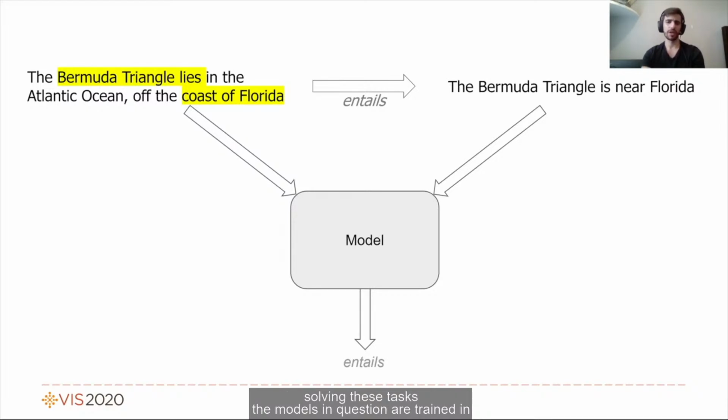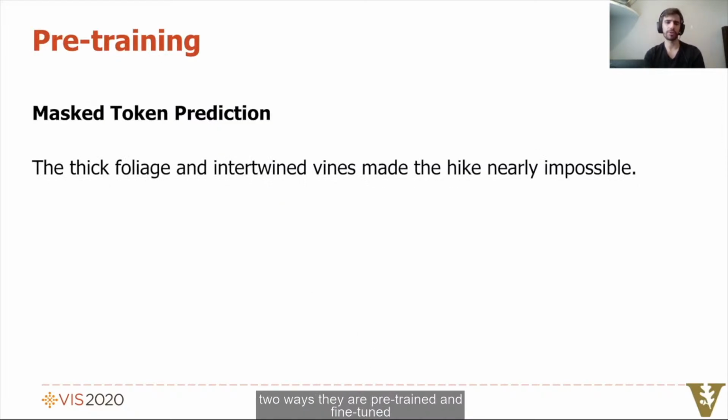The models in question are trained in two ways. They are pre-trained and fine-tuned. Fine-tuning is your more standard sense of training for a downstream task, whereas pre-training is to generate a holistic understanding of context through a trivial, unsupervised set of learning objectives. And the reason for pre-training is that it simplifies the need for heavily engineered task-specific architectures.